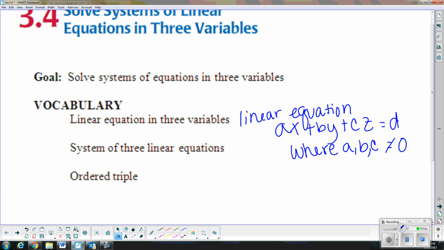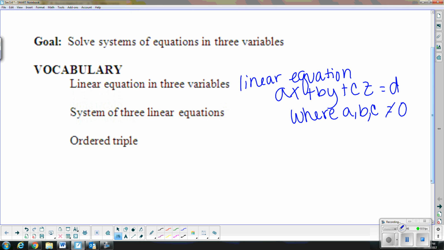At some point in the system, and we'll talk about system in just a second, you might find that there's only 2 variables and you have 3 equations, but within the system, you'll have 3 different variables and 3 equations. Okay, so the second term, system of 3 linear equations. So that's 3 equations, each with 3 variables, and within the 3 equations, the 3 variables are the same. So x, y, and z in all 3 equations.